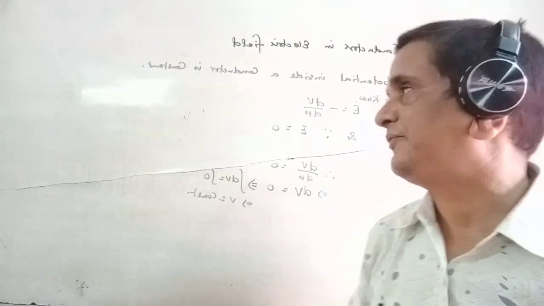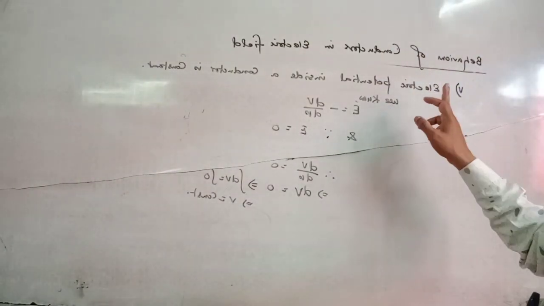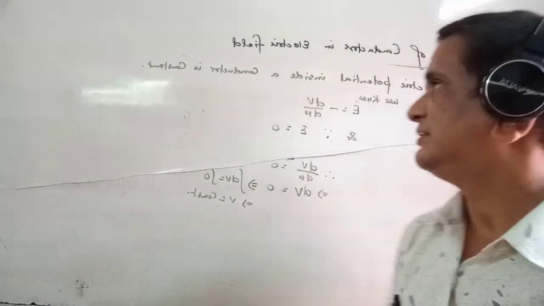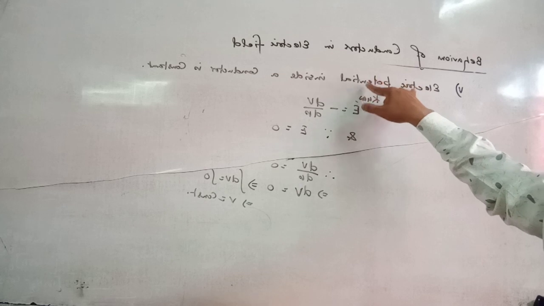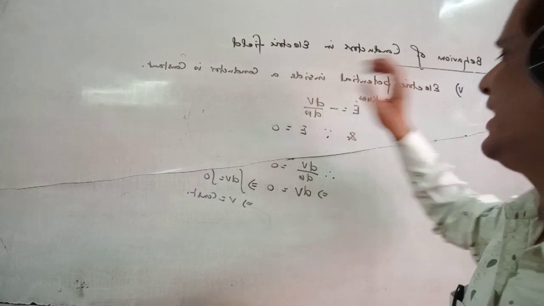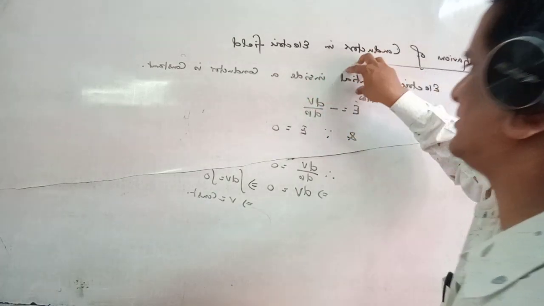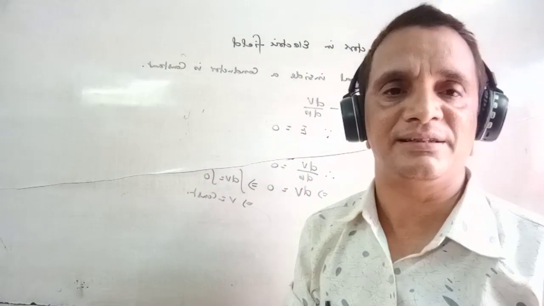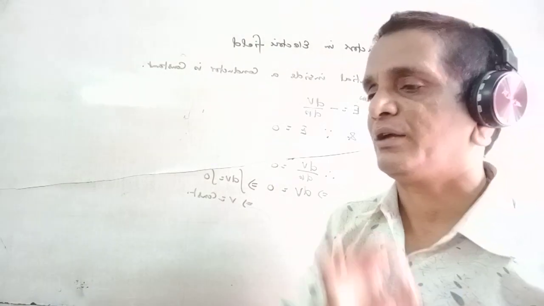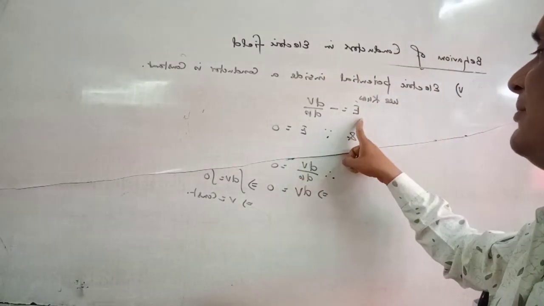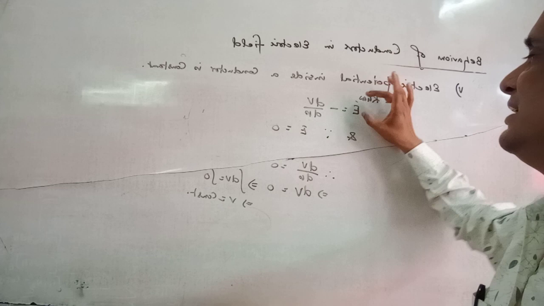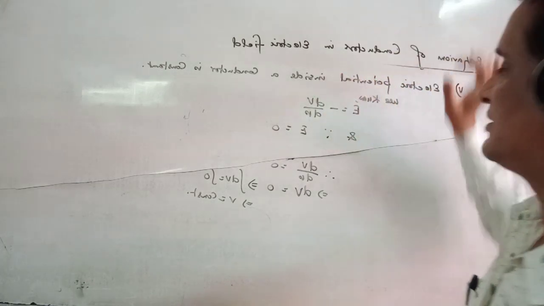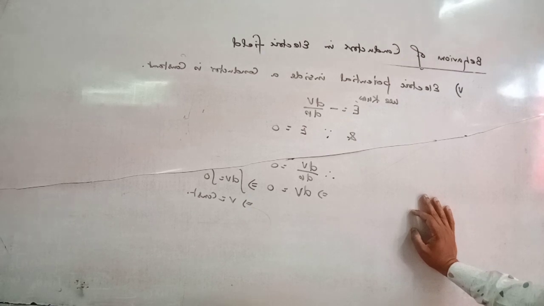Okay. And the fifth point states that when a conductor is placed in an electric field, then the electric potential everywhere inside the conductor remains constant. To prove it, we know that E equals how much? E equals minus dV by dr. That means electric intensity is the negative of the potential gradient. We have discussed this in the last chapter.